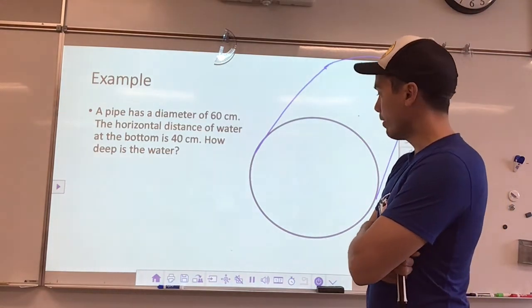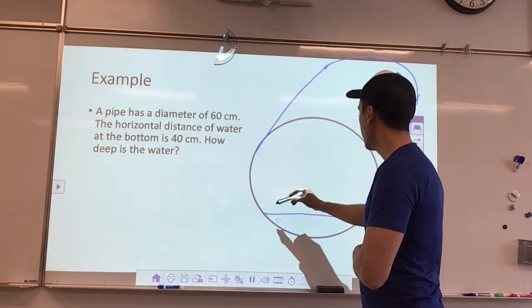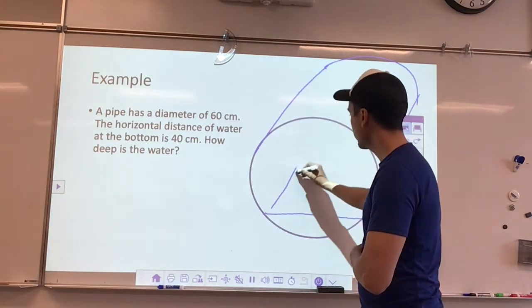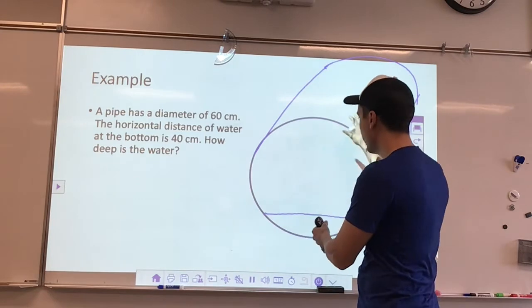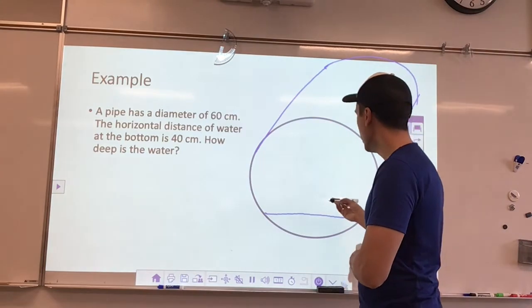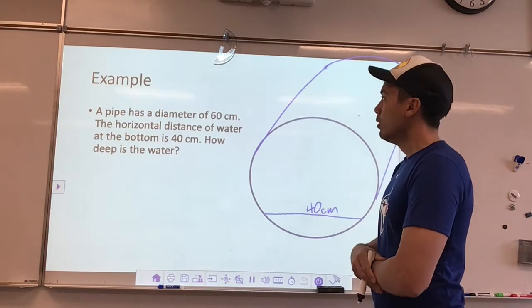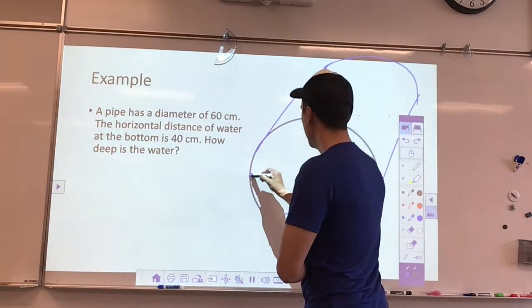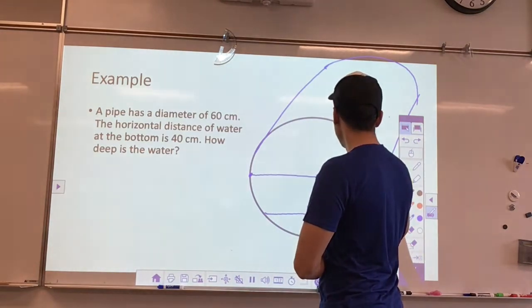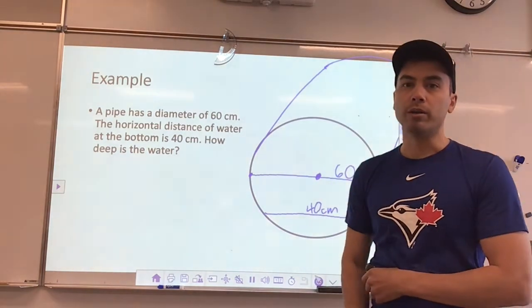The horizontal, we have some water at the bottom. And this water maybe extends throughout this pipe as well, but I'm just going to leave it like this. So we have this water sitting in the bottom of this pipe. So here's our pipe. We can see the front of it. We have some water sitting at the bottom. We know that this distance down here is 40 centimeters. We also know the pipe has a diameter of, so if I go from one end to the other, going through the center of the circle, I know that this diameter is 60 centimeters. How deep is that water?